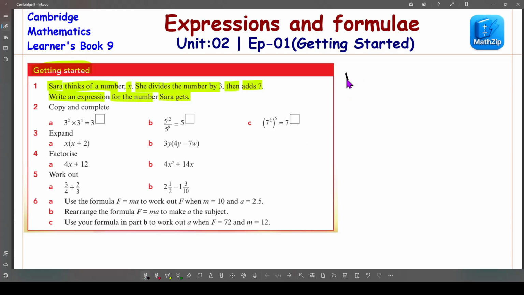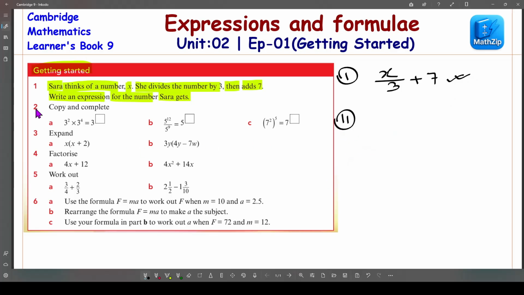So this is number 1. From the beginning, Sarah thinks of a number x. Okay. Then she divides the number by 3. We are dividing by 3. Then add 7. Adds means plus 7. Write an expression for the number Sarah gets, and this is the expression. So first question answer done.